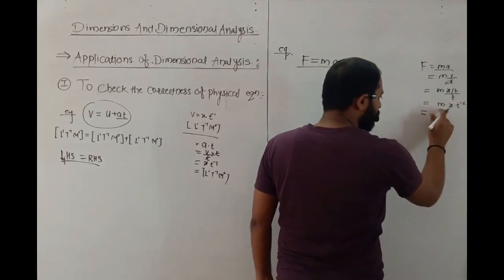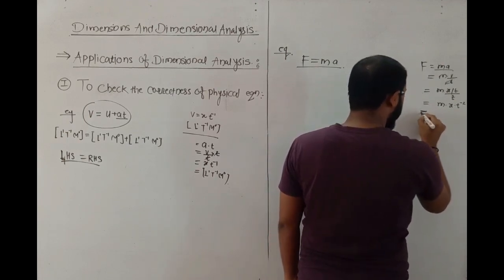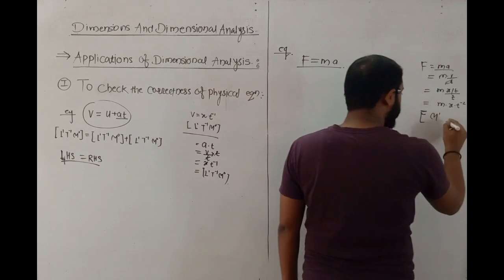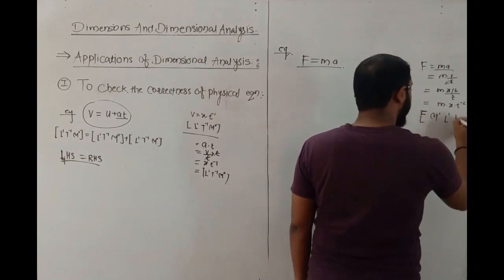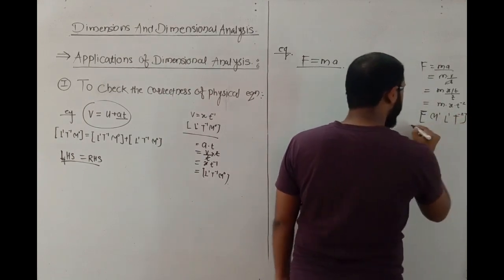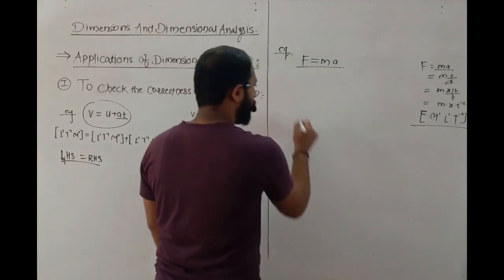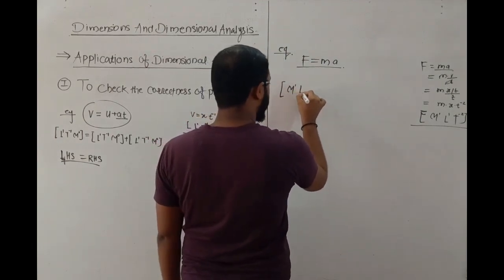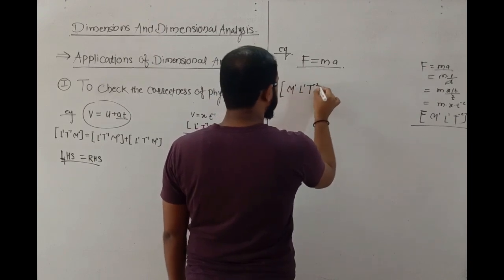Now this small m is replaced by capital M1, and this displacement is replaced by L1 and t minus 2. This is your left hand side: M1, L1, T minus 2.